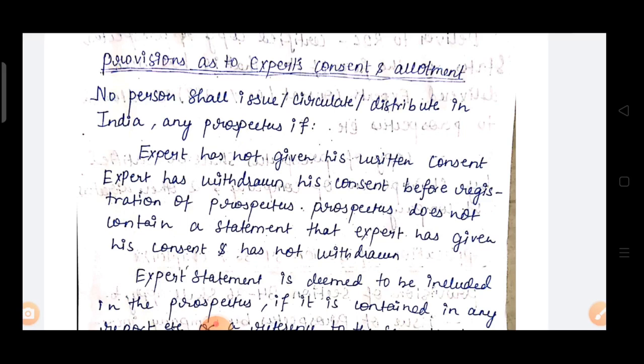Now the third bullet is the prospectus does not contain a statement that the expert has given his consent and not withdrawn. It means there is no statement in the prospectus that the expert has given his consent and has not withdrawn his consent. If this kind of situation is there, then no person shall issue, circulate or distribute any prospectus in India. So altogether it means that expert consent is necessary for issuance of the prospectus, and that statement must also be there that the expert has given his consent and has not withdrawn.